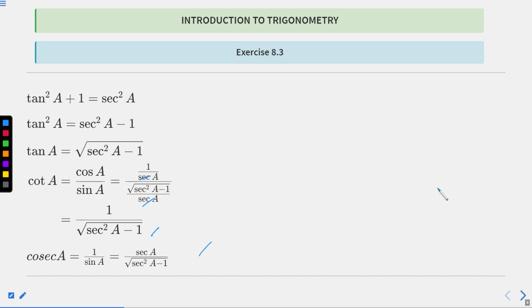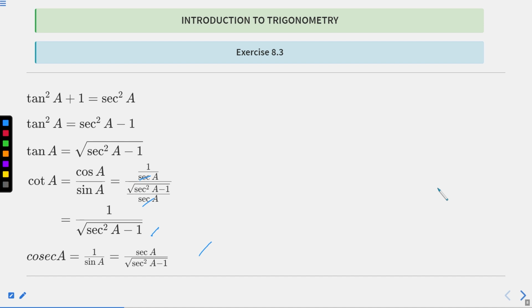So here we express all the trigonometric ratios in terms of sec A. We express sin A in terms of sec A as square root of sec square A minus 1 divided by sec A, cos A as 1 by sec A, and tan A as square root of sec square A minus 1. And cot A is cos A by sin A, where cos A is equal to 1 by sec A and sin A is equal to square root of sec square A minus 1 divided by sec A, and this is equal to 1 by square root of sec square A minus 1.